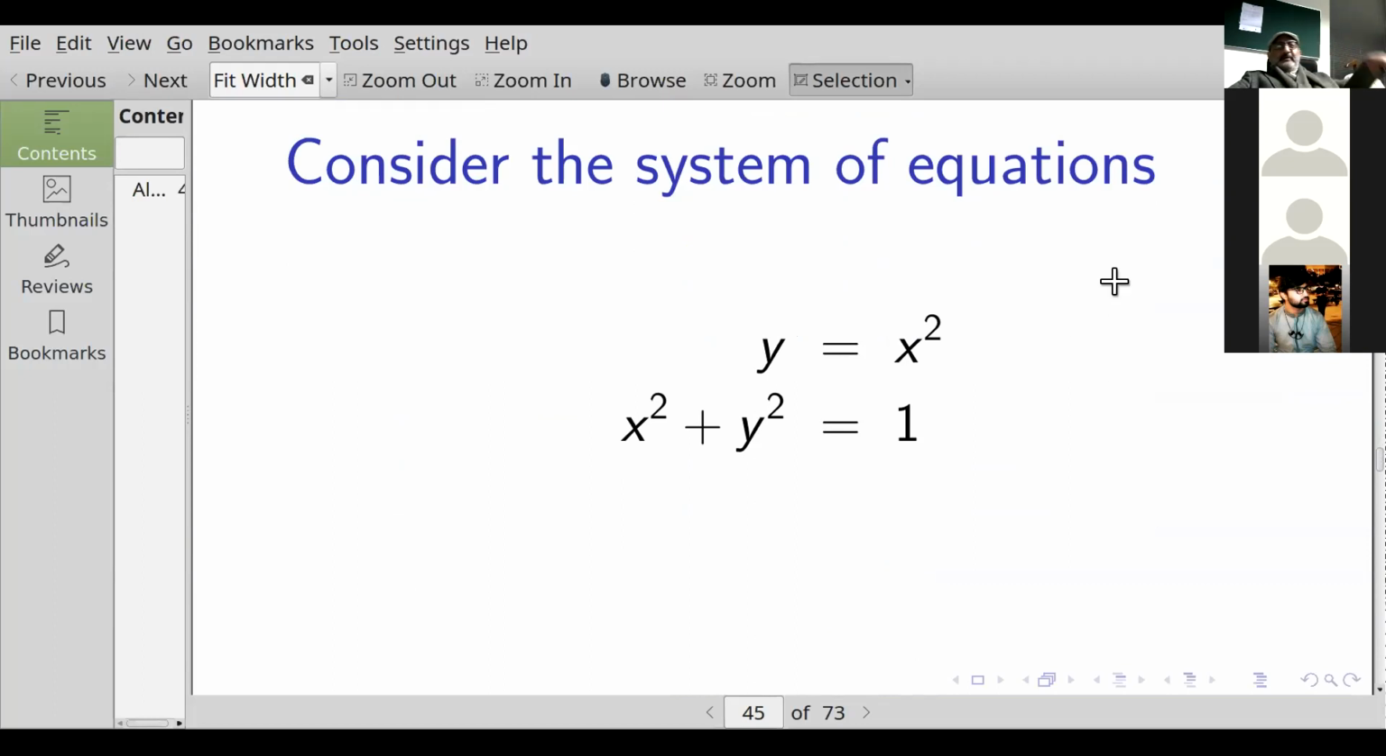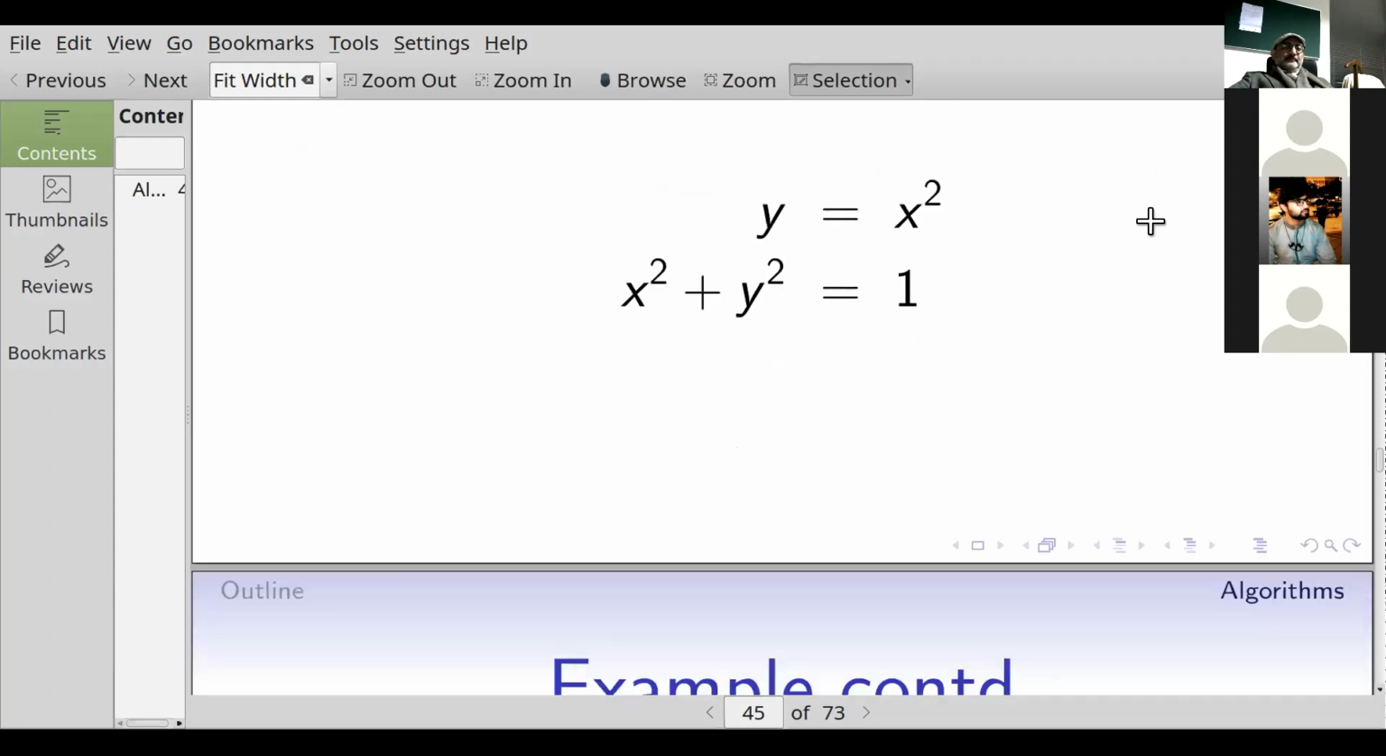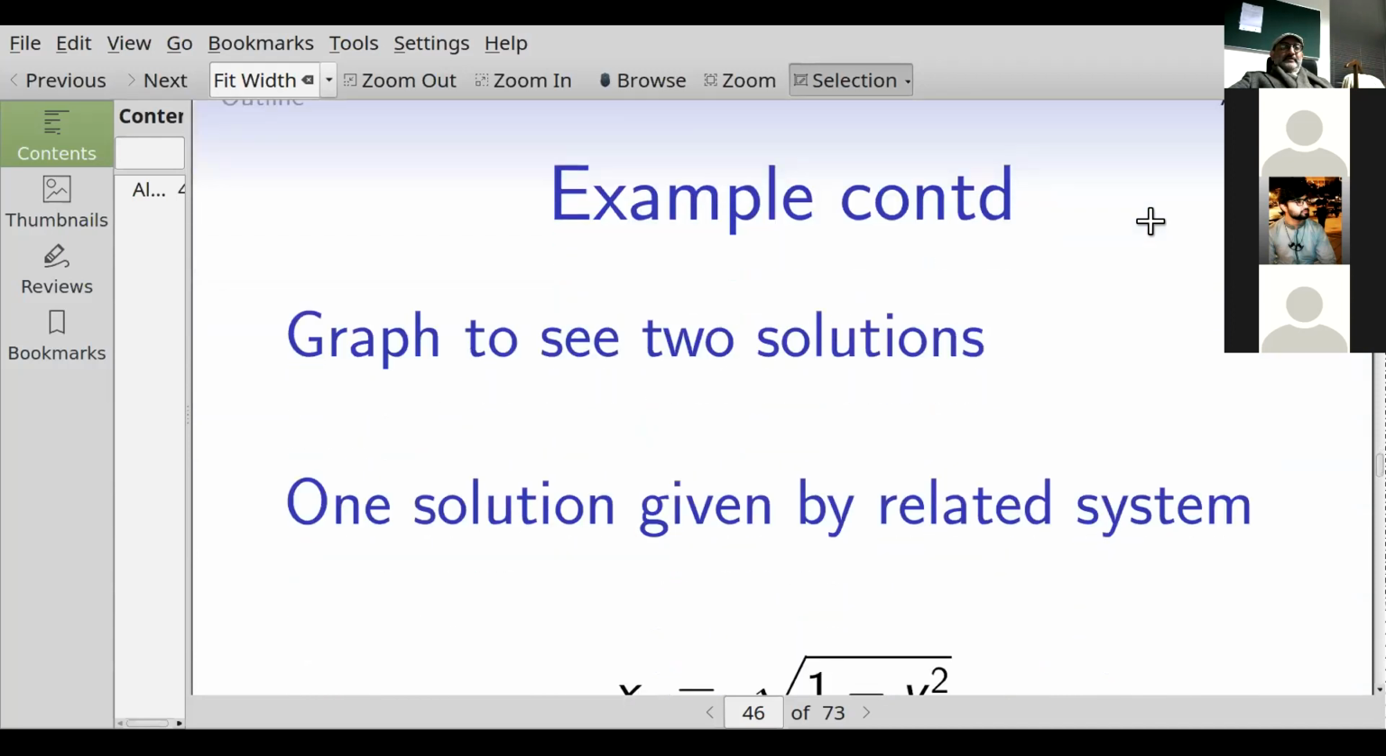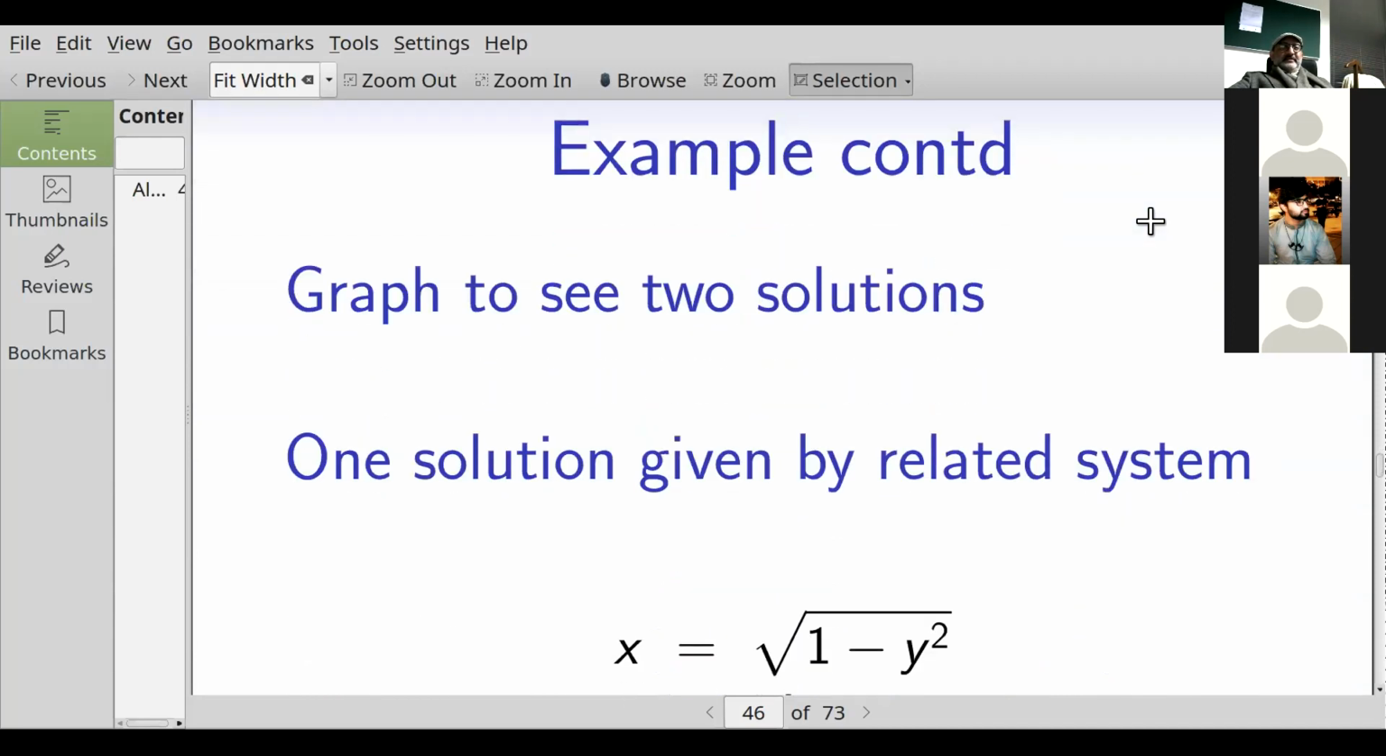Well, I draw a parabola, y equals x squared, then I draw the circle given by x squared plus y squared equals 1. I'd see where the two things intersect, right? I can graph both of them. And so I can get a reasonable estimate, at least for starting guesses, for the estimations. All right. So graph to see two solutions.